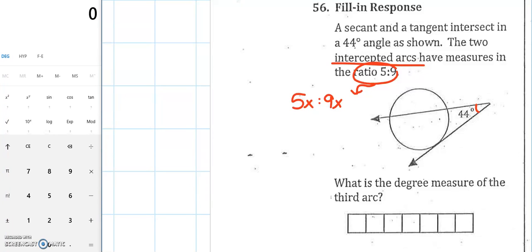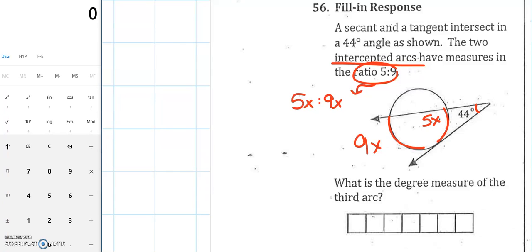Now, which of the two arcs that are intercepted would be your 5x and 9x? Well, the larger arc would be your 9x, and that would be your far arc. So this is your larger arc. That's going to be the 9x. It's always your larger arc. The far one is always larger. And then the near arc, that would be your 5x.